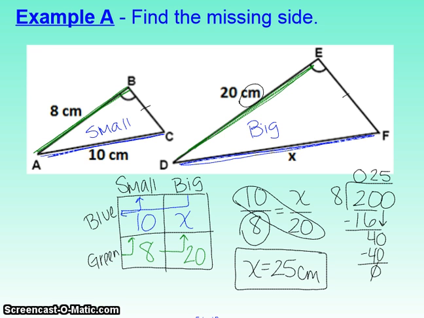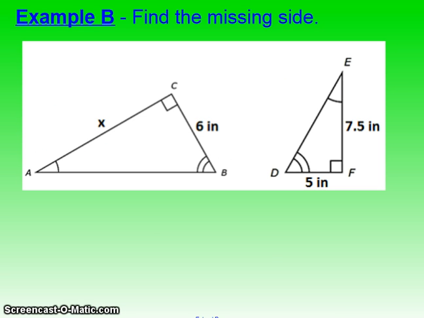So let's look at the next example. The next example says find the missing side. And so the first thing I want to do is color code. Because I'm finding the missing side, let's go and find the one that has the X. Well, the one that has the X is side AC, so let's color code that one first.